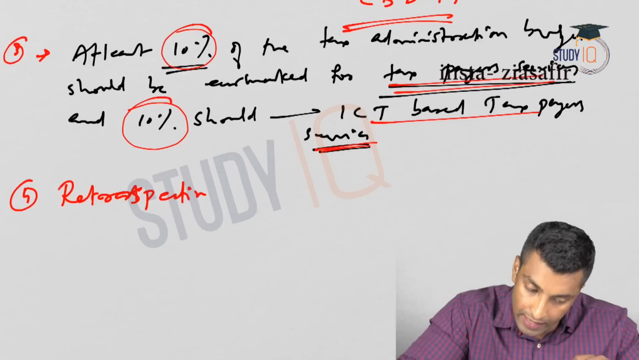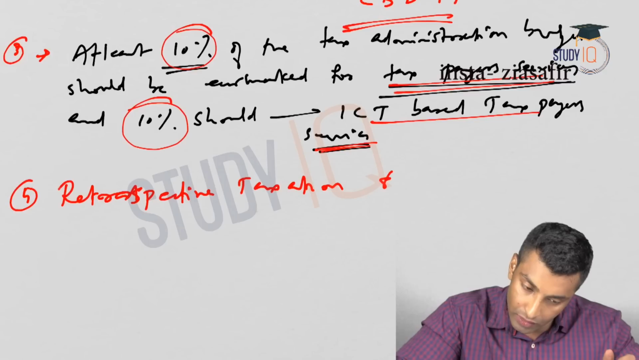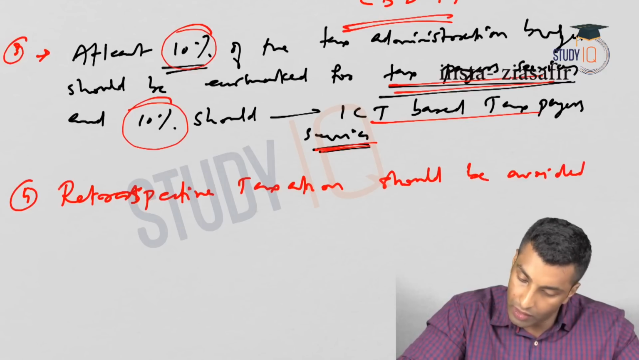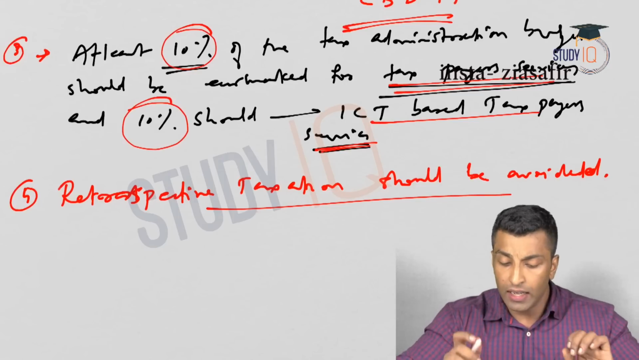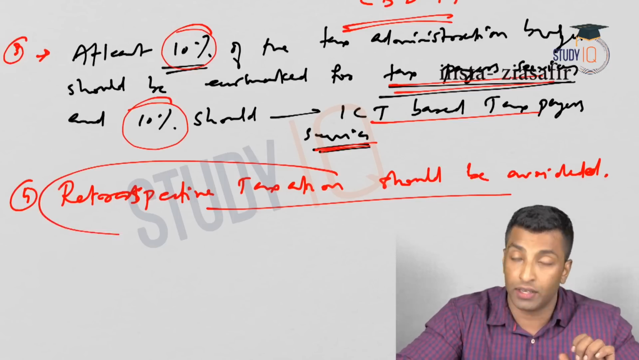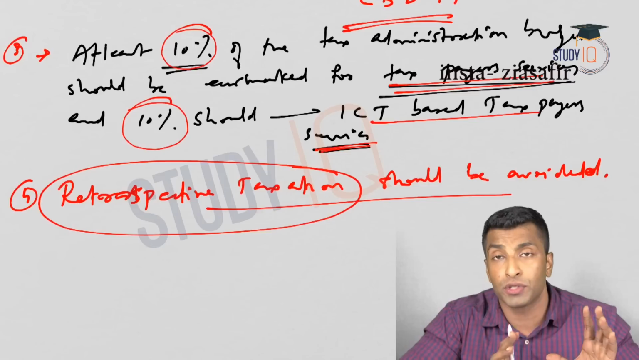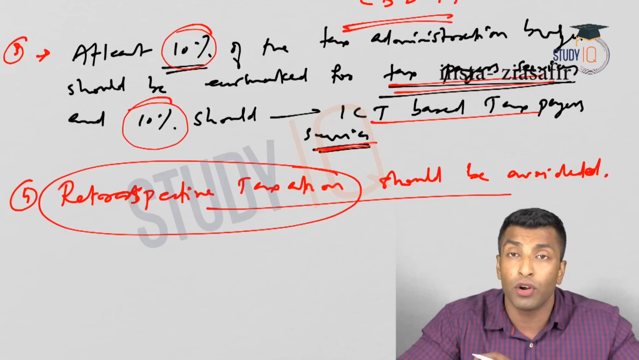Retrospective taxation should be avoided. Okay, see, what do you mean by retrospective taxation? Retrospective taxation means you are taxing the old proceedings based on a new law. See, that is not acceptable and not allowed also.